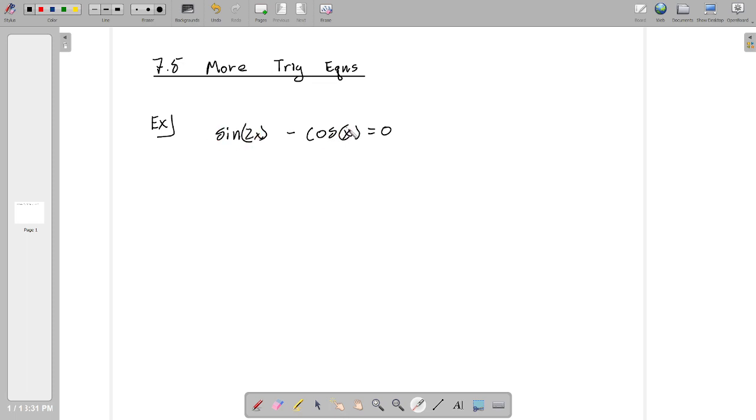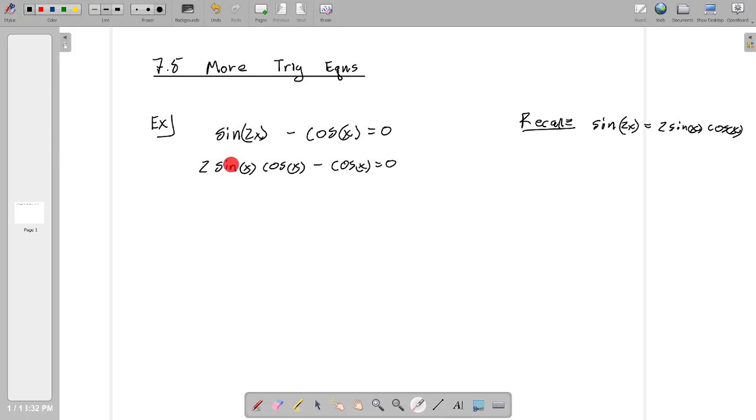So what we need to do here is use a trig identity to solve this one. So we use the double angle identity for sine. Recall sine 2x is equal to 2 times sine x cosine x, just like this. Since we have sine 2x, we can replace that with 2 sine x cosine x. We're left with 2 sine x cosine x minus cosine of x is equal to 0.